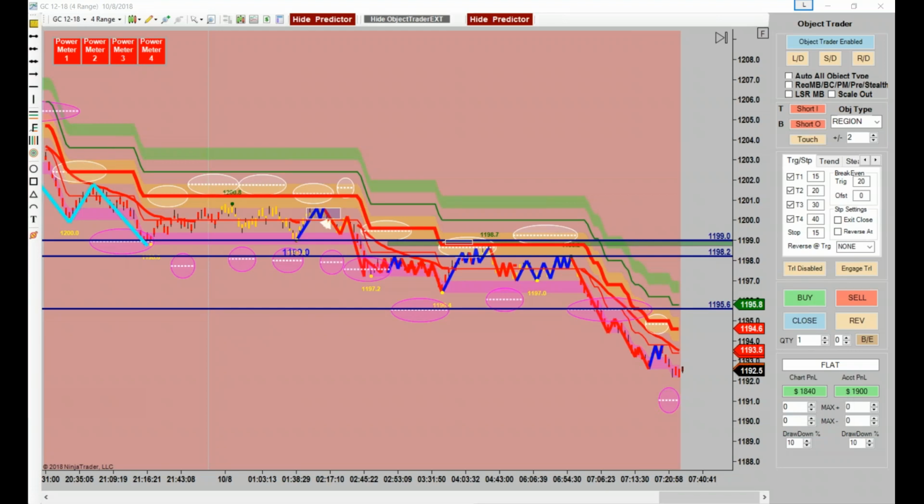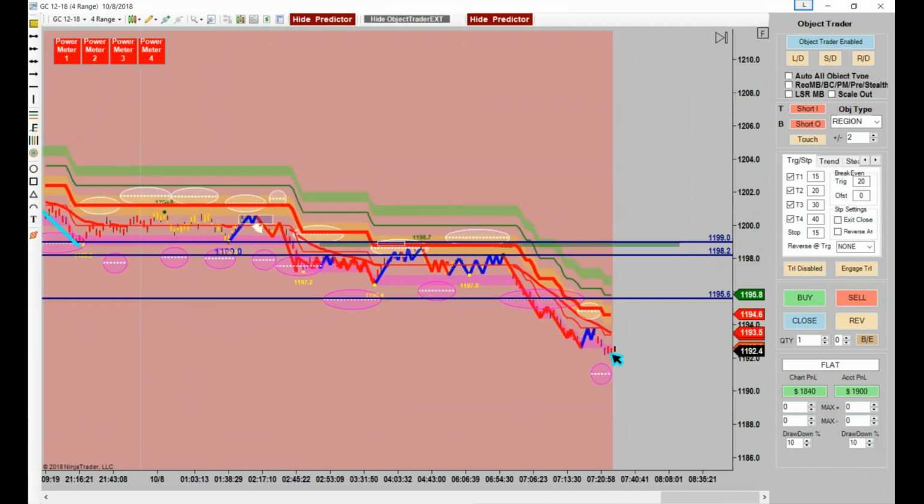Now, if you're gutsy, and let's say that you got up at 7:20 and you said, you know what, if it breaks this little swing here, I'm going to go ahead and just take it. Okay? But if it goes against me at all, I'm probably going to get out. You see what I'm getting at? I'm basically doing like a touch plus 2 if it breaks that little swing there.